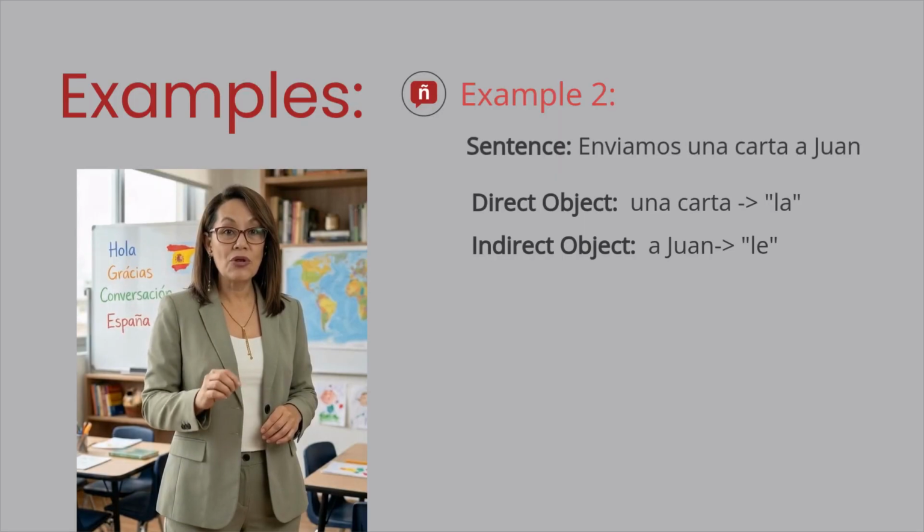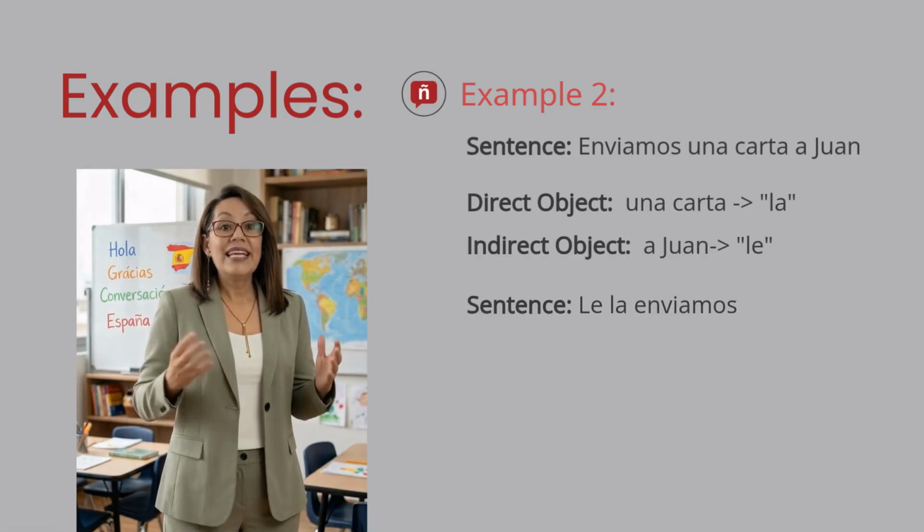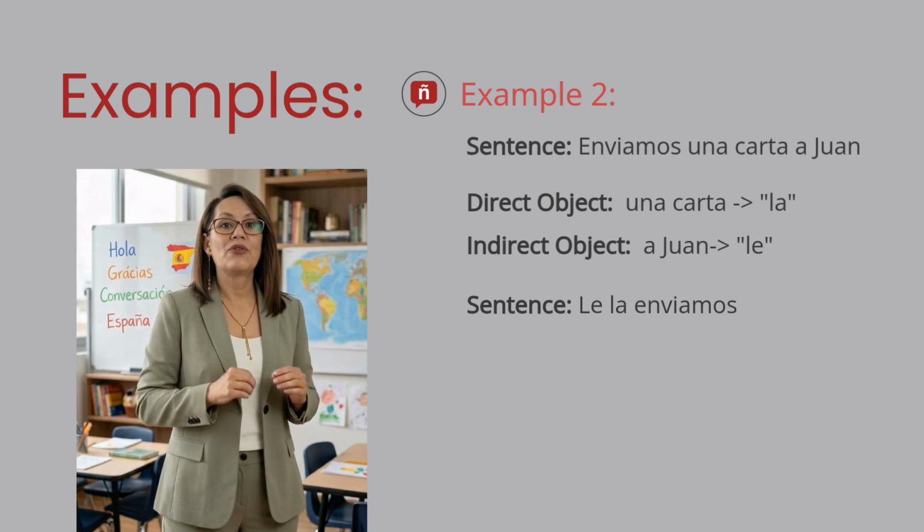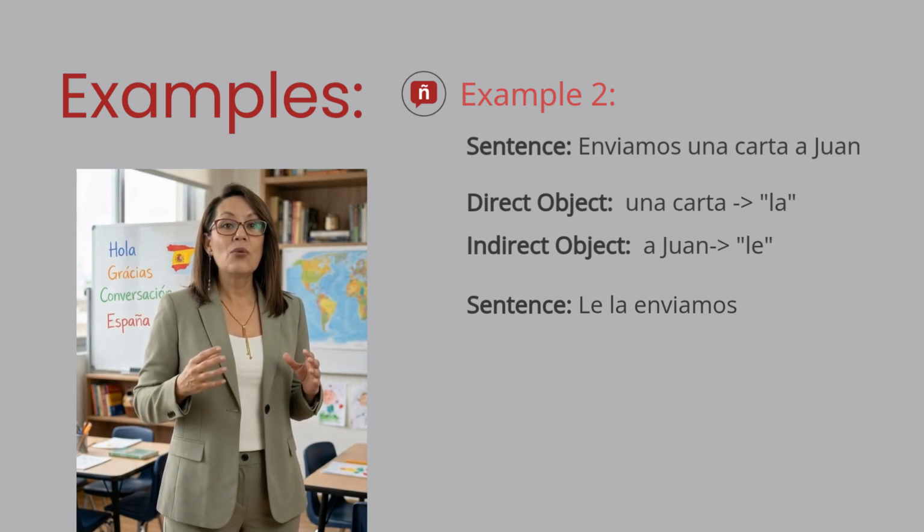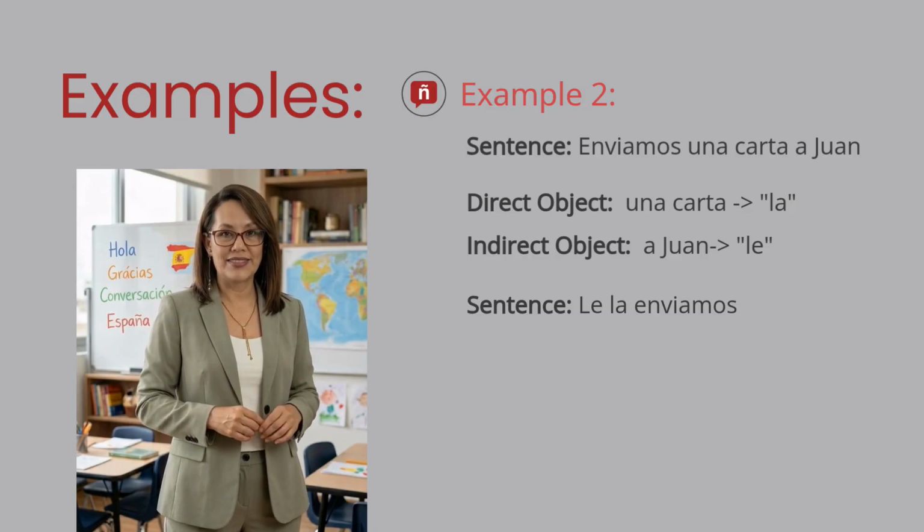Now we replace both objects. Una carta becomes la. A Juan becomes le. The indirect object always comes before the direct object. So now we have le la enviamos.